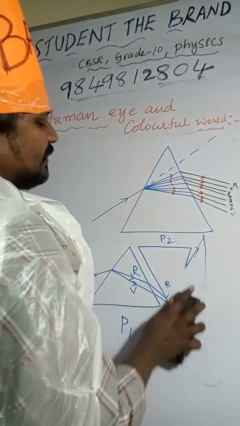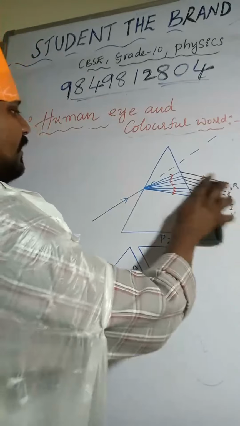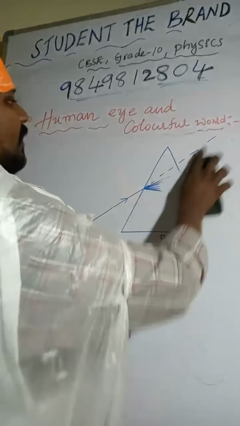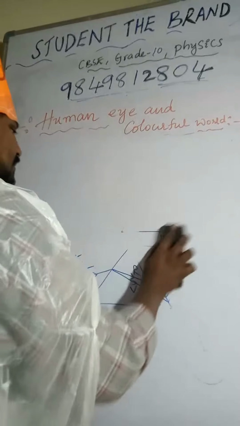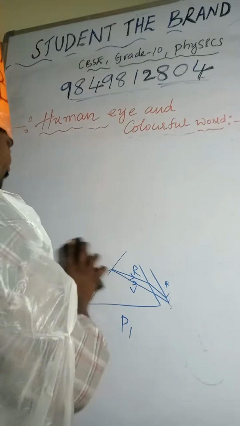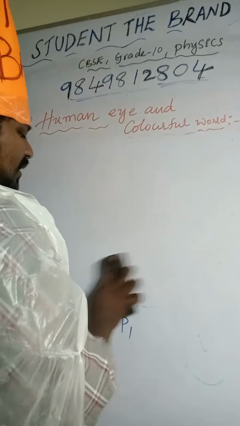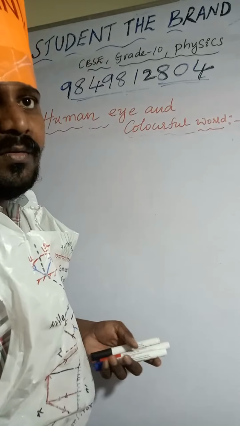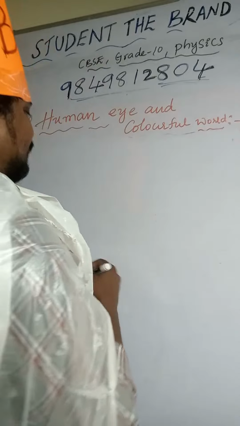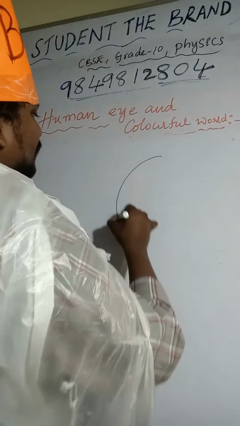So that's enough. This is about recombination of the spectrum of white light. Next one, rainbow formation by a water droplet. Okay, water droplet. So here, what are the phenomena involved in the formation of a rainbow? I'm taking the water droplet like this.